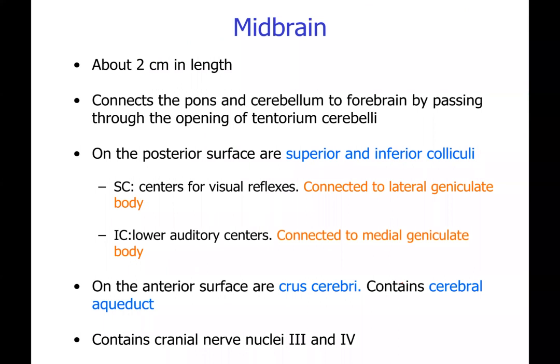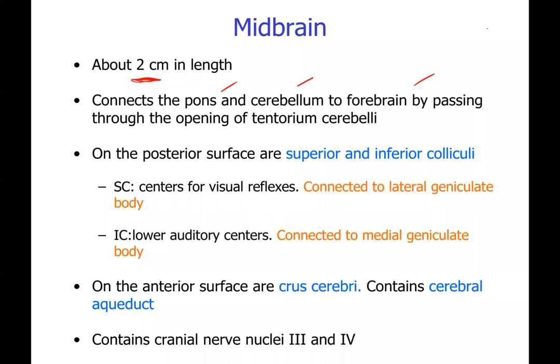So if you go to different parts of the brain stem now, if you just look at it, you will see that the midbrain is a very short area. It's about 2 centimeters in length. It's a very short area compared to other parts of the brain. And you can say that it connects the pons and cerebellum to the forebrain. The moment you see that it's in the middle, you can say it connects the cerebrum to the cerebellum, pons, and all that. Okay, so it's a simple thing.